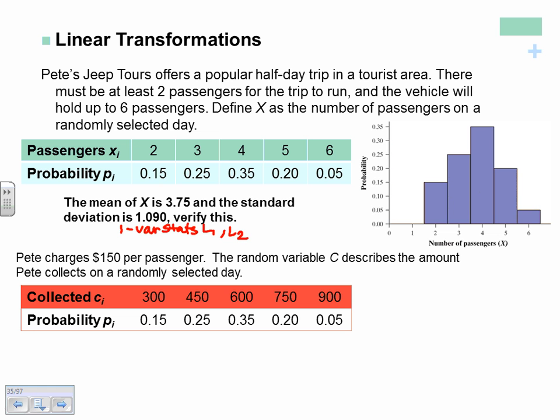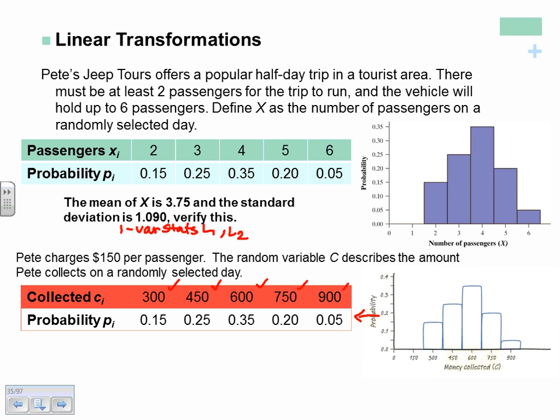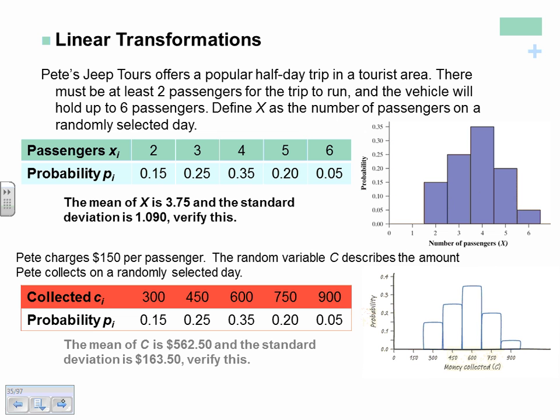All right, so now it's going to say, hey, Pete's now going to charge $150 per passenger. The random variable C is going to describe the amount Pete collects on a randomly selected day. So if he had 2 passengers, so 2 times 150 would give you 300. If he had 3 passengers, he would make 450, etc. So still with those same probabilities. Here's what that distribution would look like. Wow, that shape is exactly the same. The shape doesn't change when I'm multiplying everything.